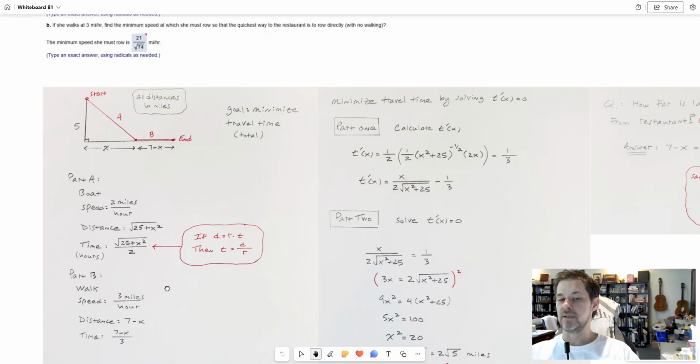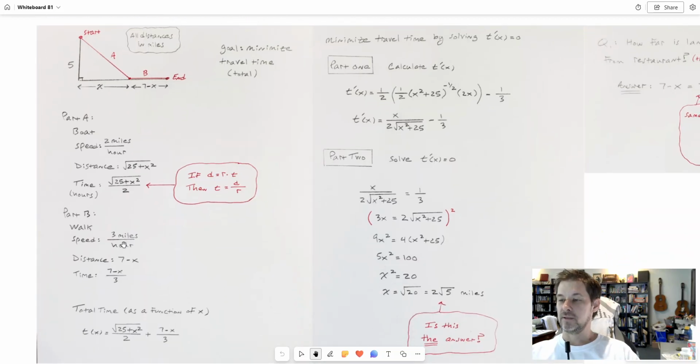What about B? In B, we'll be walking. The speed that we'll be walking was given to be 3 miles an hour. The distance is 7 minus x. Remember I chopped up this entire length of 7 miles into x miles and 7 minus x miles. So the distance is 7 minus x, and the time is that distance divided by the rate, which is 3.